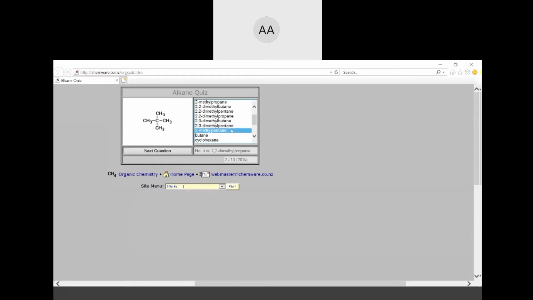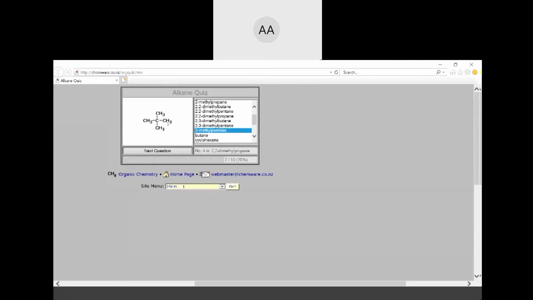Methylpentane. No, it wasn't. It's 2,2-dimethylpropane. We've got a straight chain going all the way down. This is carbon number 2. So carbon number 2 has 2 functional groups attached to it.